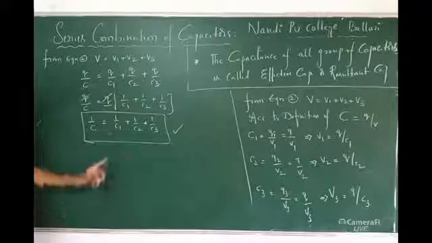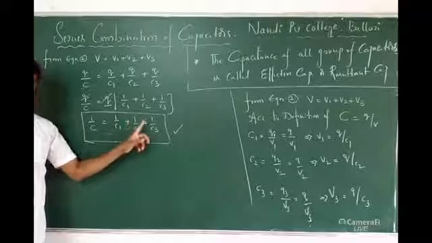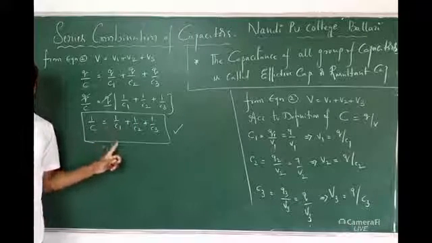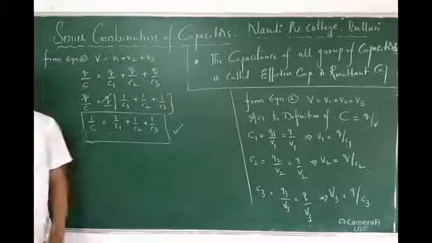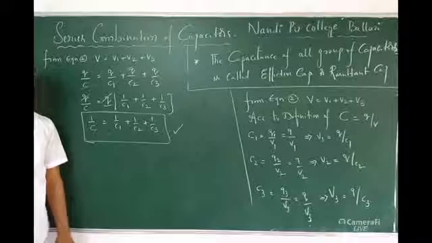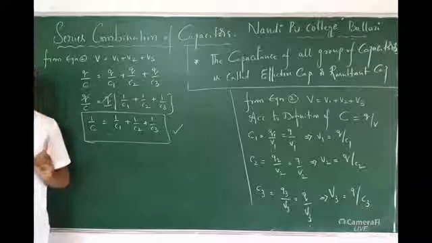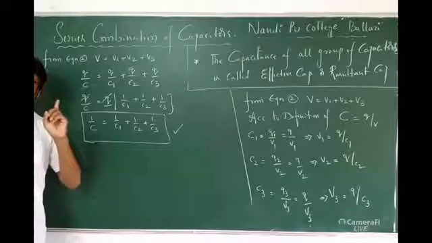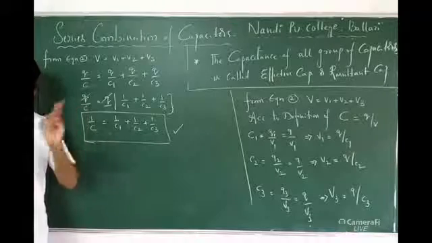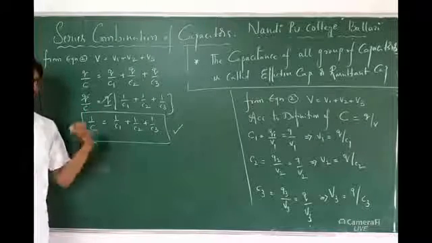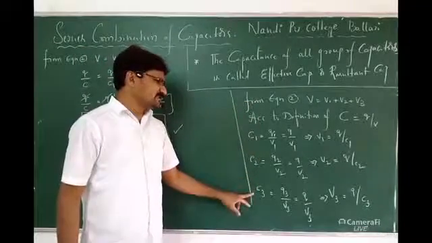Substitution is very easy. Just understand these points only. Right? 1 by C is equal to 1 by C1 plus 1 by C2 plus 1 by C3. This is the effective capacitance of capacitors connected in series combination. In series combination, charge through all capacitors is the same. In series combination, the total potential difference V is equal to the sum of individual potentials, V is equal to V1 plus V2 plus V3.